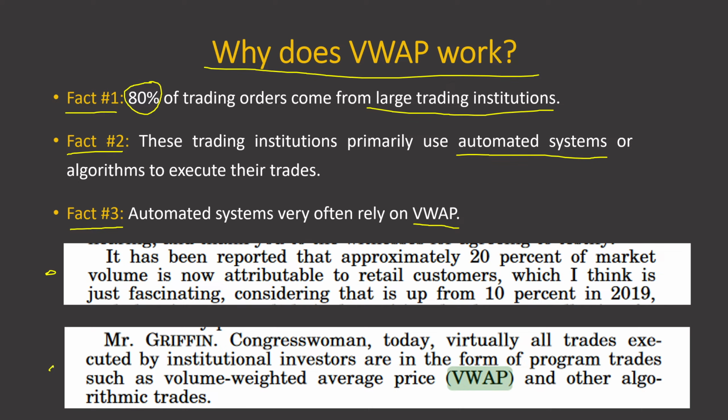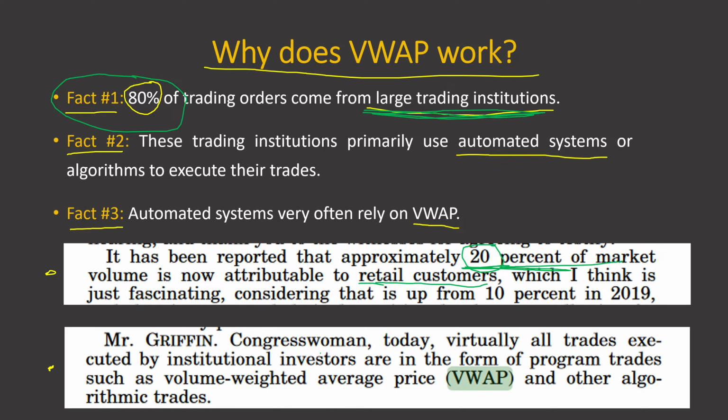Those 2 snippets here, those are snippets from a hearing before the Committee on Financial Services. Those are taken from the speech of Kenneth Griffin, who is CEO of Citadel, which is one of the largest trading institutions. And he was speaking about their trading practices, right? So let's see what he had to say during this hearing. He's saying that it has been reported that approximately 20% of market volume is now attributable to retail customers. See, that's what I was saying. 80% is institutions, 20% is retail.